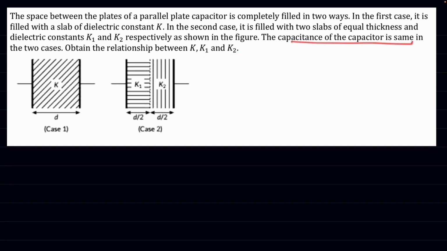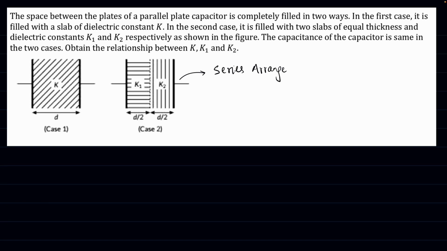So here, as you see in the figure, we have case 1 and case 2. In case 1, the dielectric constant is capital K, and the thickness is small d. In case 2, the dielectric constants are K1 and K2 and the thicknesses are d by 2 and d by 2. So here, if you look into the second case, this is the series arrangement.